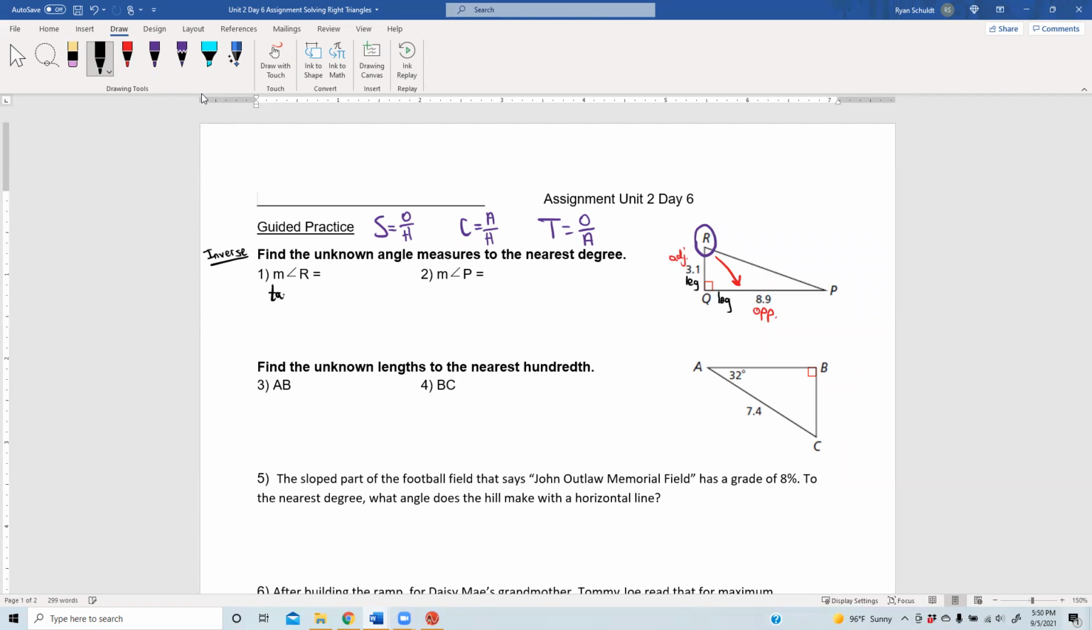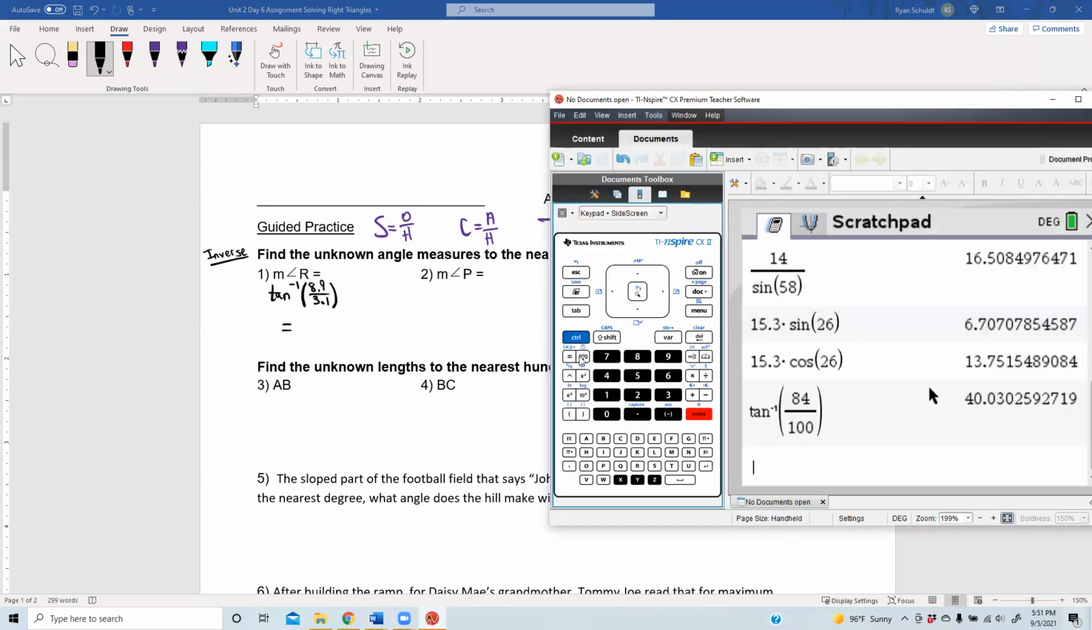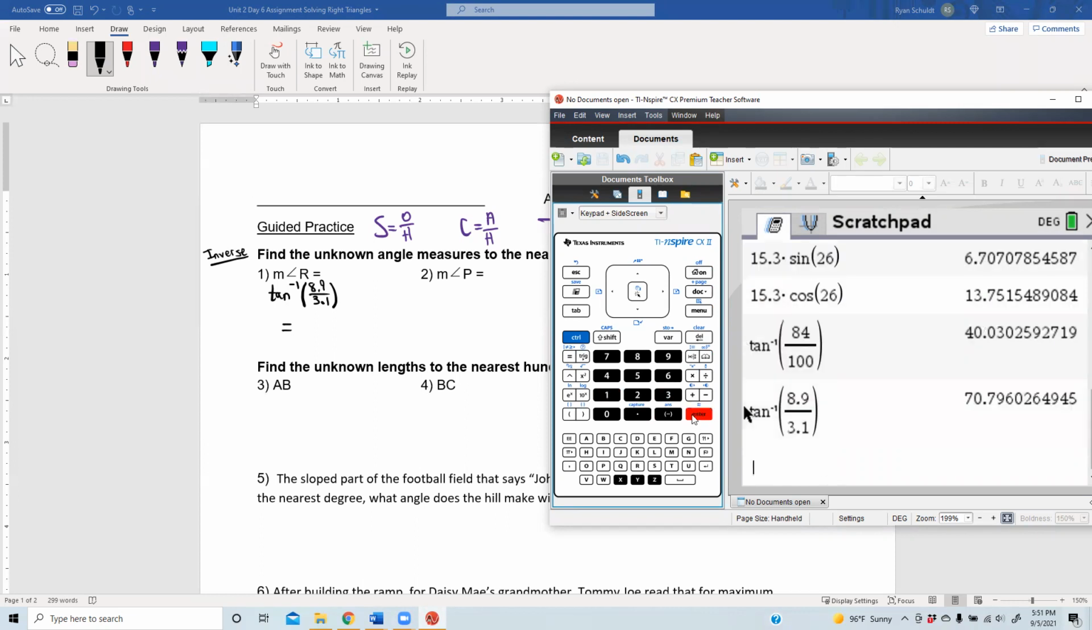So we're going to have to do tangent inverse of the opposite, which is 8.9, over the adjacent, which is 3.1. Now we can type that in our calculator. Tangent inverse 8.9 divided by 3.1. Round to the nearest degree, so that would be 71 degrees.